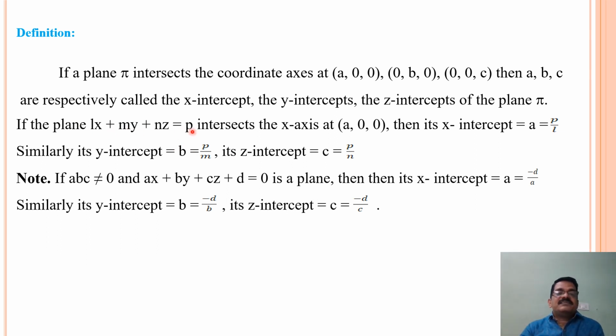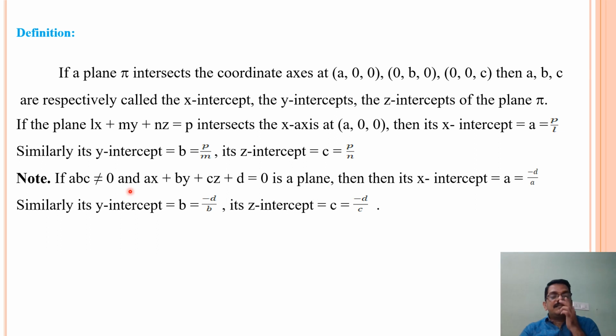Lx plus My plus Nz is equal to P. On rearrangement, x by (P by L) plus y by (P by M) plus z by (P by N). So a equals P by L is the x-intercept, b equals P by M is the y-intercept, and c equals P by N is the z-intercept.